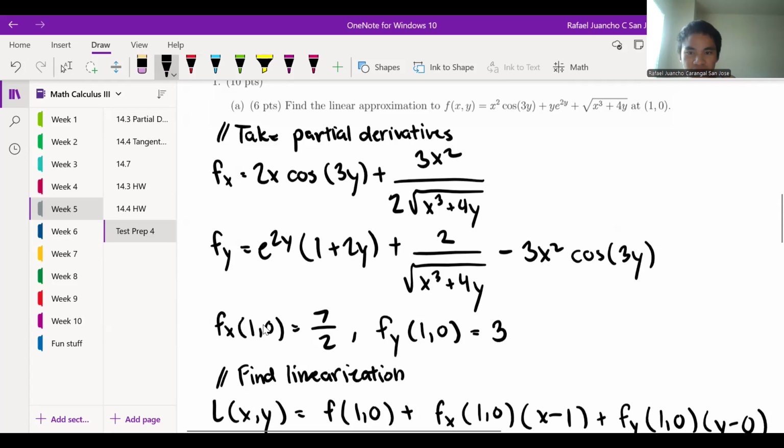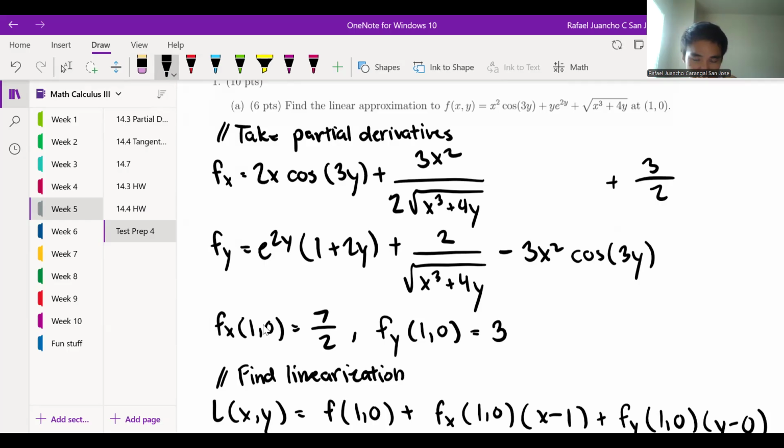I plug this in for 1. This becomes 3. I plug this for 1, 0. 4 times 0. That's 3 halves. Where in the world did I get 7? Oh, this is 3 halves. I added to this one.